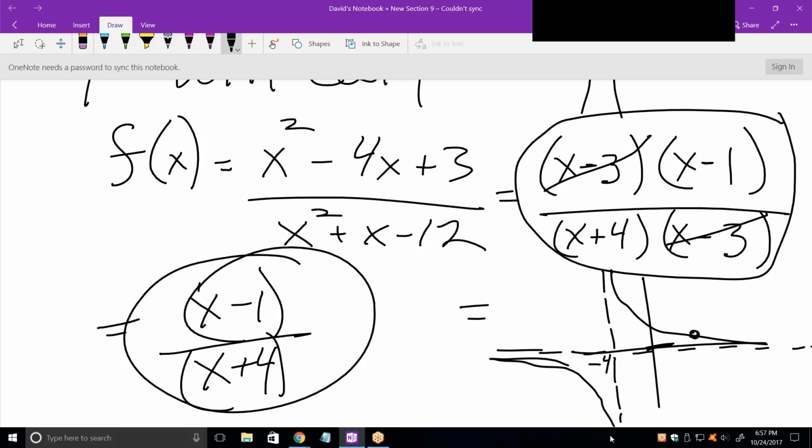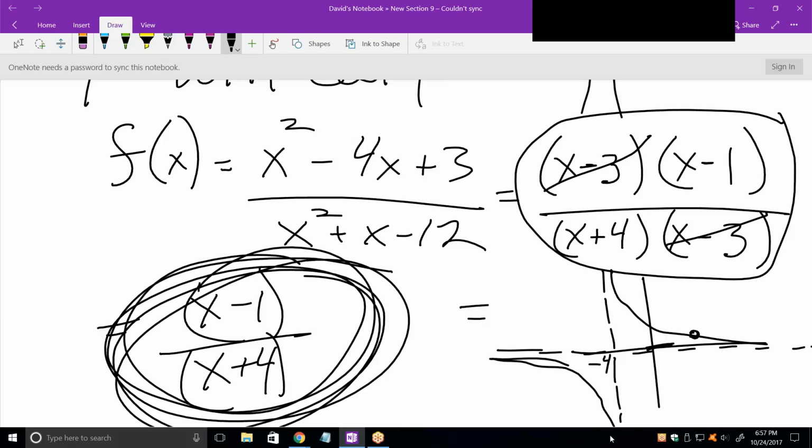The only difference is the -4 becomes a vertical asymptote and the 3 becomes a hole. In other words, I still cannot have x be equal to 3, even though this is my function. That is still a domain restriction, and it shows up as a hole, not a vertical asymptote. So you have something that would have been a vertical asymptote that gets canceled out. It stays as a domain restriction, but it stays as a hole.